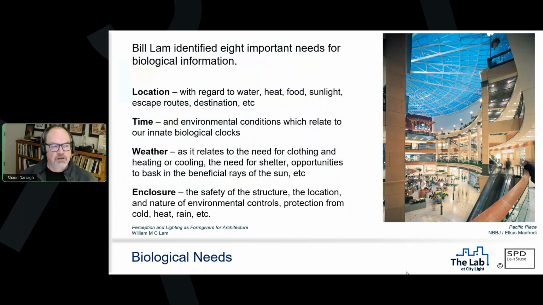There are also biological needs, right? Bill Lamb was a seminal lighting designer back in Massachusetts. He was an MIT architecture grad, and he wrote a really important book in 1972 called The Perception of Light and Perception and Lighting as Form Givers for Architecture. He identified in that there were a number of biological imperatives that we all needed within architecture, most of which, in fact, all of which have some connection to lighting.